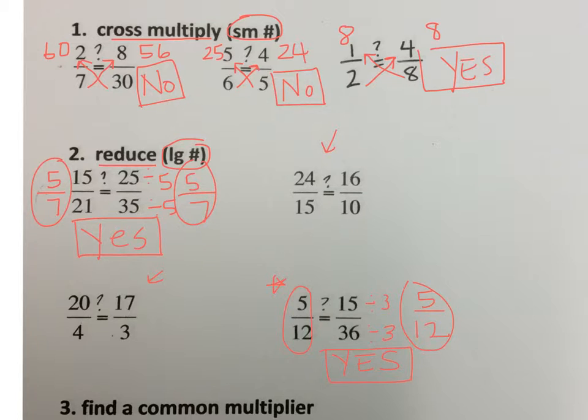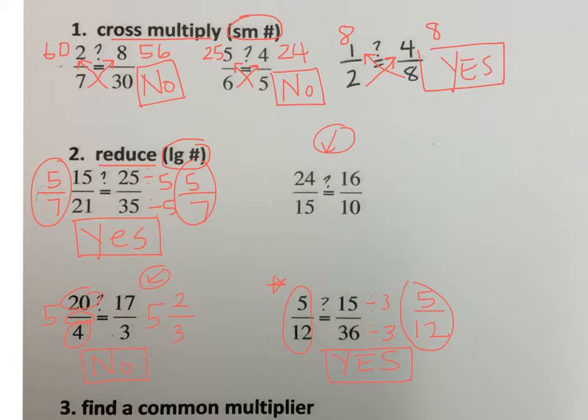Okay, now I think we're ready to tackle the bigger ones. Let's go to this one here. Well, I know that 20 over 4 equals 5 because a fraction bar means divide, and 20 divided by 4 is 5. 17 divided by 3, though, would be 5 and 2/3 left over. Therefore, no, these do not form a proportion. Let's try these up here now.